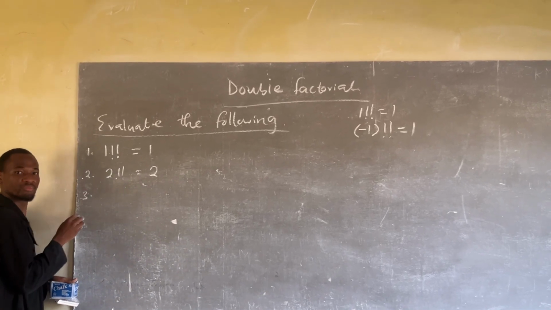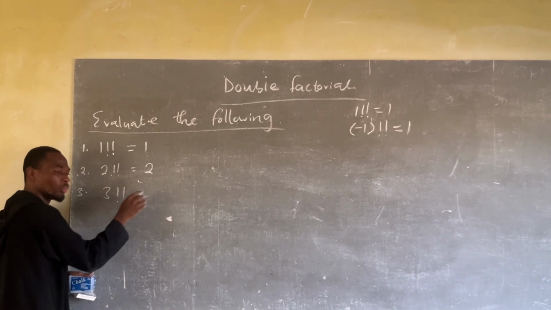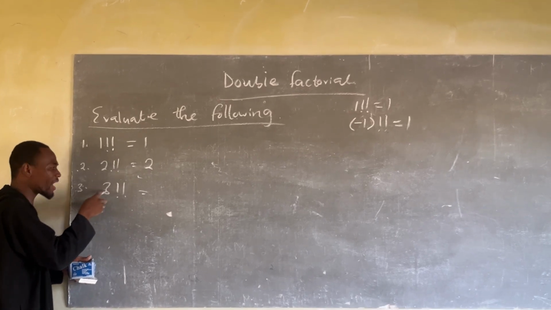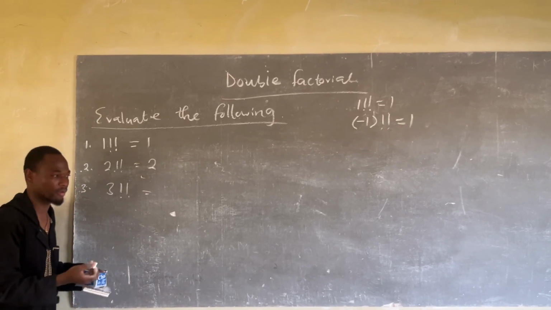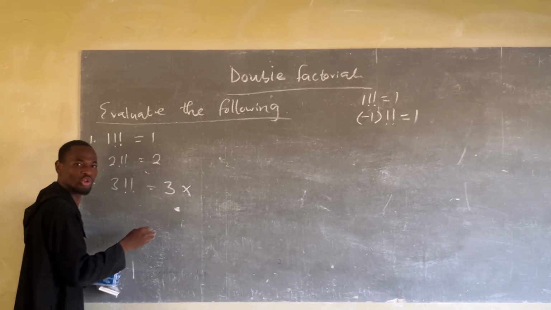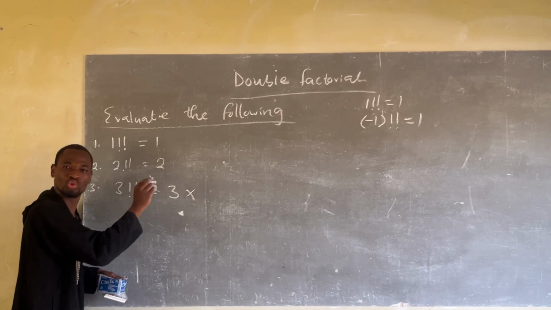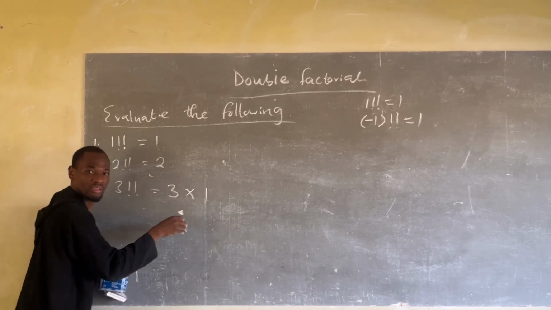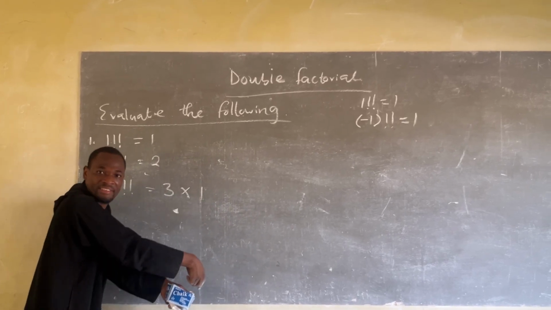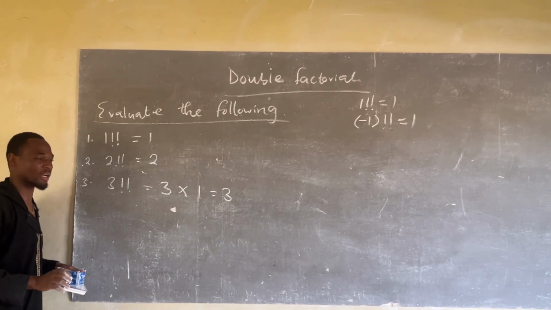What about 3? Question number 3. What about 3 double factorial? We said depending on n, if n is odd. But here, 3 is an odd number. So you begin with 3, then times, you subtract 2 from 3. So what is 3 minus 2? You have 1. So we said once you end at 1, then that will be your terminating point. So 3 by 1 is simply 3. As simple as that.